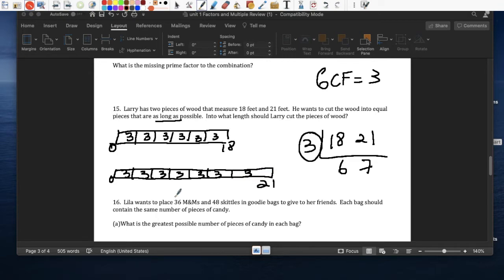But that 3 is the highest number that works in both pieces of wood. Okay, I wouldn't be able to use 4 or 5 or 6. So 3 is the greatest. It's as long as possible that I can cut. Okay.